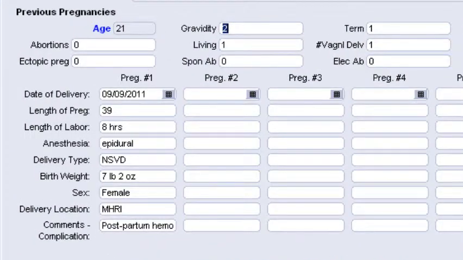The next form is a listing of the past pregnancies, and here you can see the prior pregnancy where she delivered in 2011, and that it was a vaginal delivery, and she had a 7-pound, 2-ounce baby girl, and that there was a complication, that she had a postpartum hemorrhage. You can click on there to read the full thing.